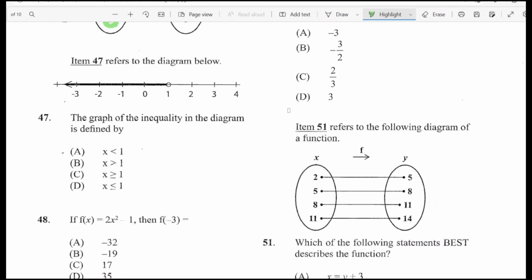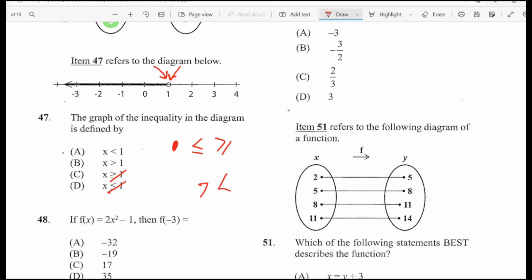Let's go to the next, 47. Item 47 refers to the diagram below. The graph of the inequality in the diagram is defined by, now firstly, you want to observe some key things. One is that we have an open circle here, open end. It's not shaded, which means that this is not the answer. Because whenever you shade, you're speaking to either this or that. The moment the circle is shaded. So you realize that this circle here is not shaded. That means it's either this or that.